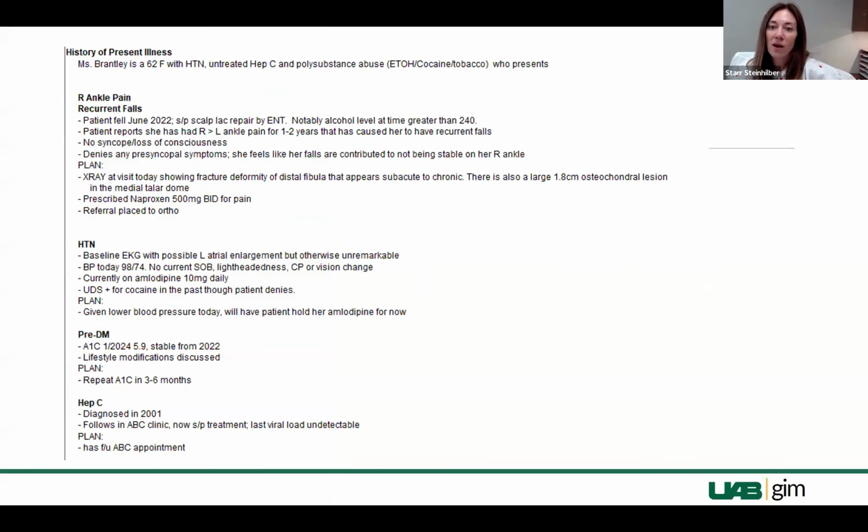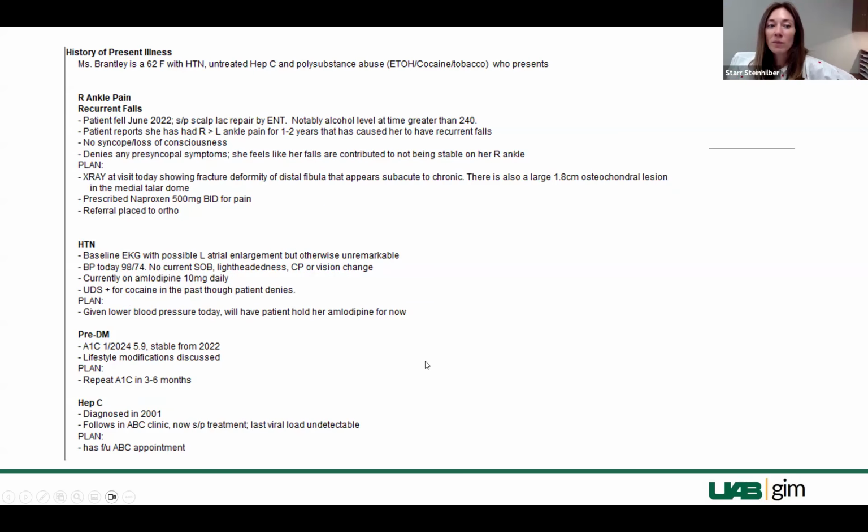So a few examples of what that may look like. They'll put kind of a one-liner: Ms. Brantley, hypertension, Hep C, polysubstance abuse, who presents with ankle pain. Then here's the subjective, and then they delineate their plan. You don't have to say the word plan, but some people do, and I do think visually it helps when you're the attending looking for things. Then they went to hypertension. Here's the blood pressure today. Here's what they're on today, and then here's my plan for today.